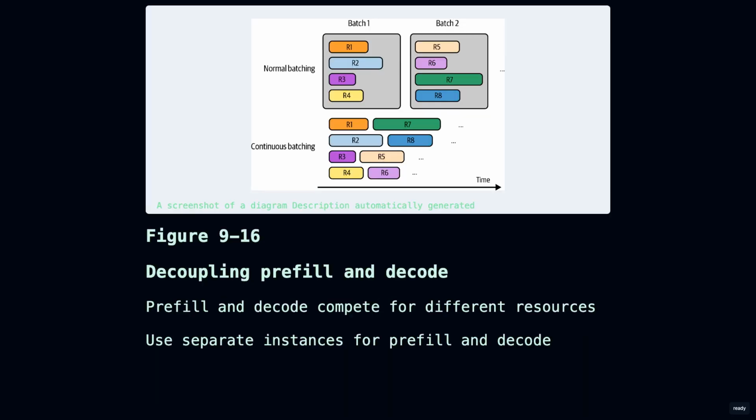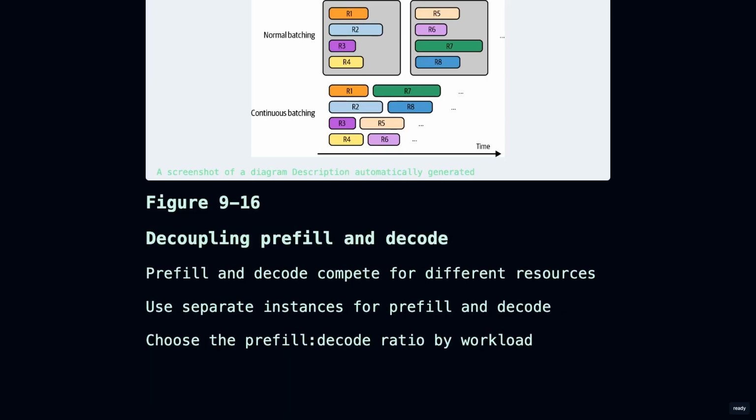A common fix is to disaggregate the two phases onto different instances, sometimes even different GPUs. That way, the system can scale better and meet latency targets with less interference between jobs. The best ratio depends on your workload. Longer prompts usually need more prefill capacity, while shorter prompts or decode-heavy workloads may need more decode capacity to keep token generation responsive.